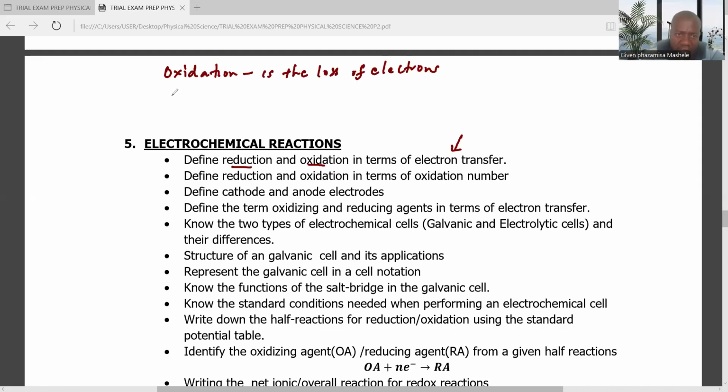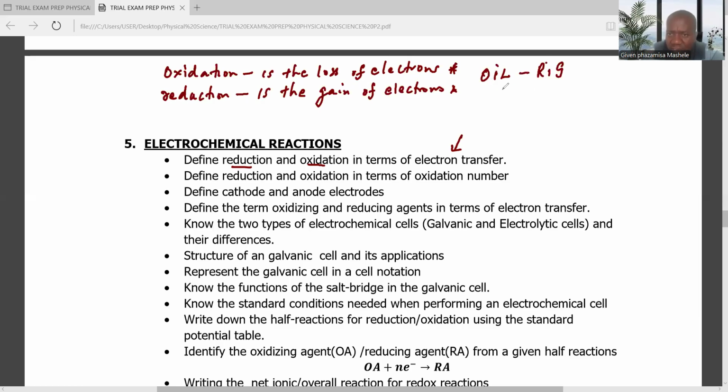Whereas reduction is the gaining of electrons. So you need to be able to define this in terms of electron transfer, oxidation, and you can also think of what you call OIL RIG, which says oxidation is the loss, reduction is the gain. So it's very important to be able to define reduction and oxidation in terms of electron transfer.